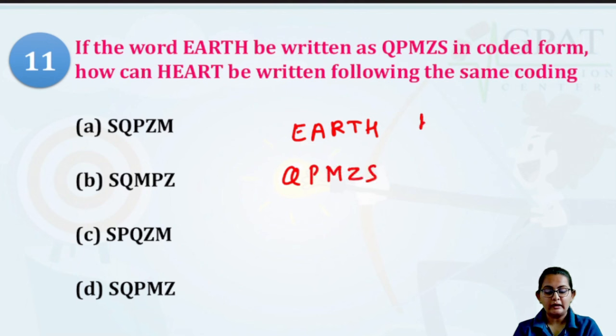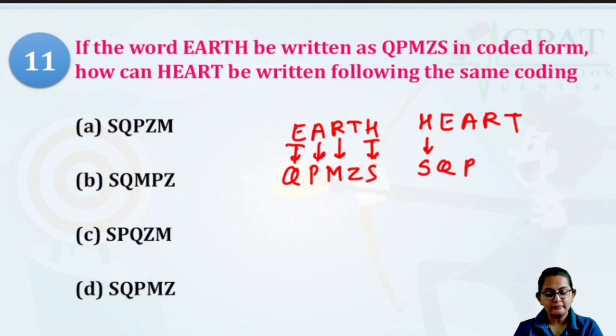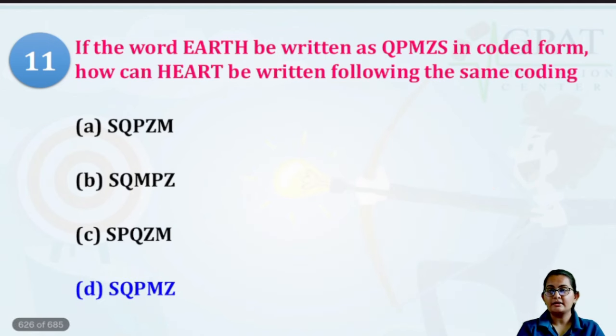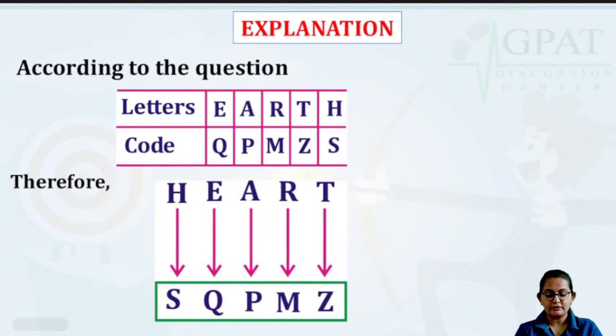Next is if EARTH has been coded as QPMZS, then how HEART could be written as? This is the question. Similarly, if H is written as S, it will come S. E has been written Q, so it will come Q. A has been written as P, it will come P. R is written as M, so it will come M. SQPM, can you see SQPM? SQPM, yes. So D would be your correct answer. You just have to match the letters which are given.